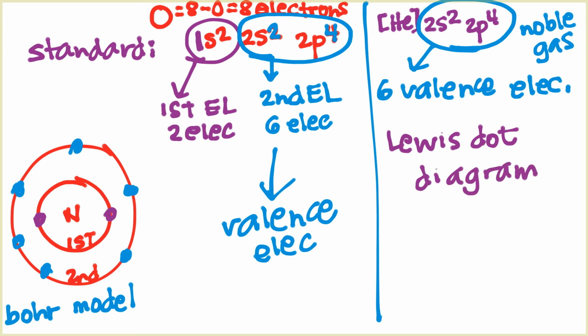To draw the Lewis dot diagram, guys, you just need to draw first the symbol for the element. In our case, it's oxygen. Followed by the valence electrons, represented as dots around that symbol. So you got six, so we're going to put in six. It's going to look like this: one, two, three, four, five, six. And this is the Lewis dot diagram for oxygen.